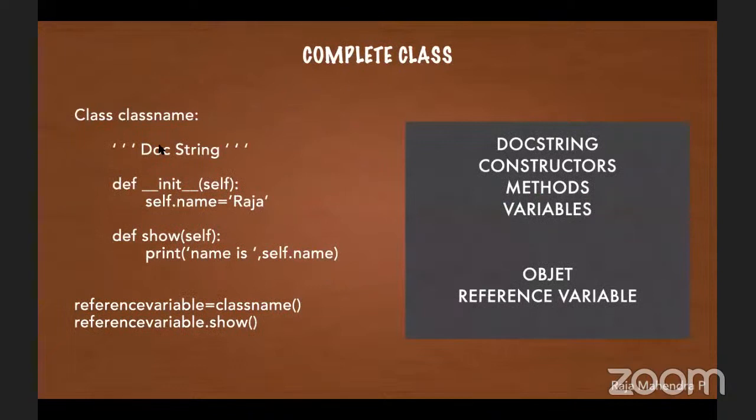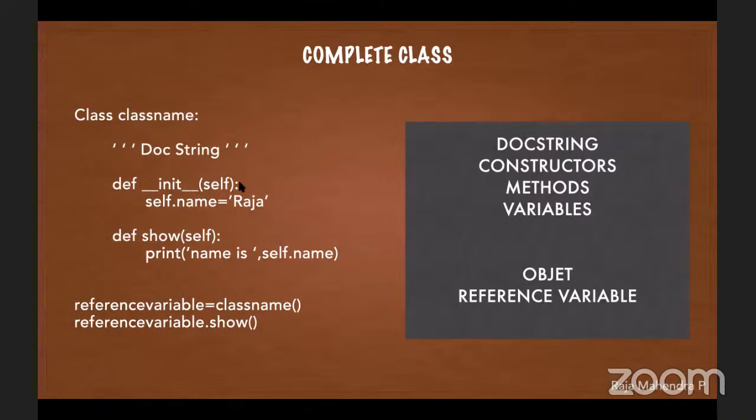First of all, a complete class contains the docstring. I will explain shortly what the docstring is. A docstring is always represented using triple quotes when you start the class, and after that we can have a constructor, then an instance method, and we can create an object like this. So your class contains the docstring, constructors, methods, variables, objects, and reference variables. This is the terminology when you talk about object-oriented programming. The docstring represents what your class is meant for: why you created the class, what is the story behind it. That's something you write in the docstring.